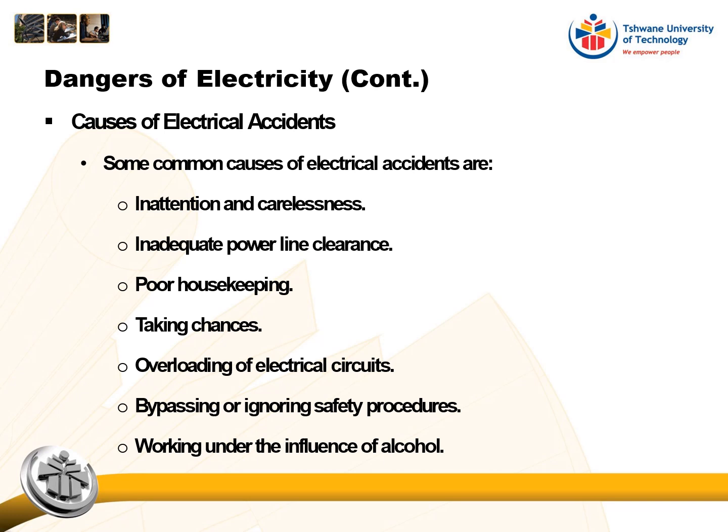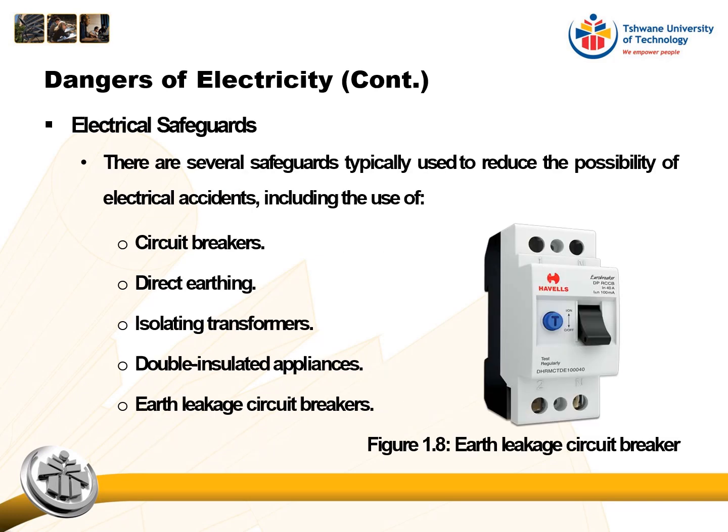Causes of electrical accidents. Some common causes of electrical accidents are inattention and carelessness, inadequate power line clearance, poor housekeeping, taking chances, overloading of electrical circuits, bypassing or ignoring safety procedures, working under the influence of alcohol.